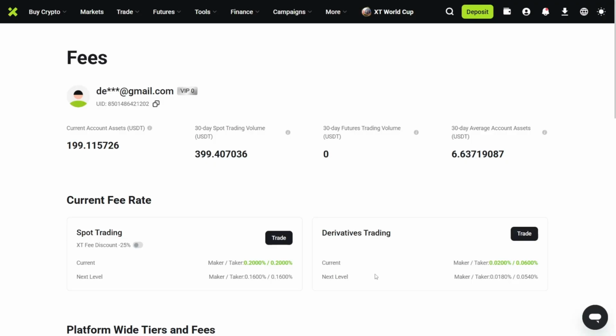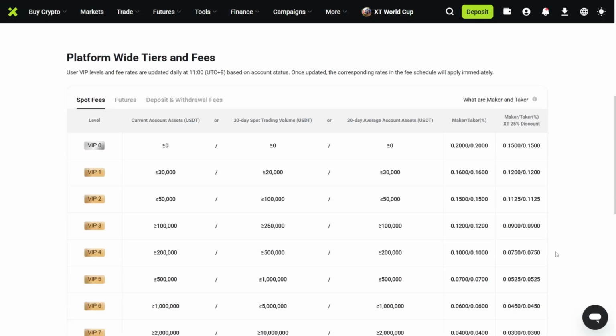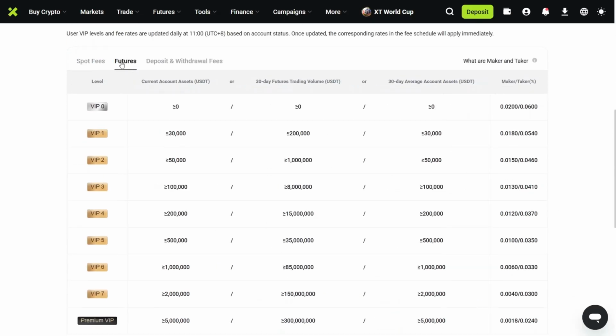We can see under that though, it says next level. If we scroll down a little bit, make sure we are under futures, we can see that you have the ability to level up, and with an increased level, your maker and taker fees can reduce as well. To do this, it depends on your current account assets, your 30-day futures trading volume, and your 30-day average account assets. So pretty much the more you trade, the lower your fees will eventually become.